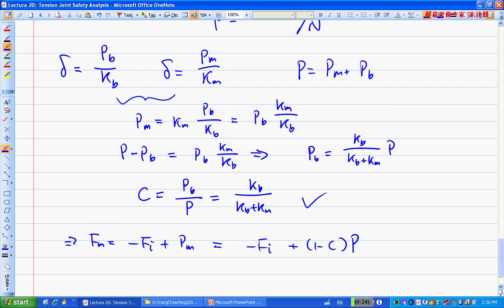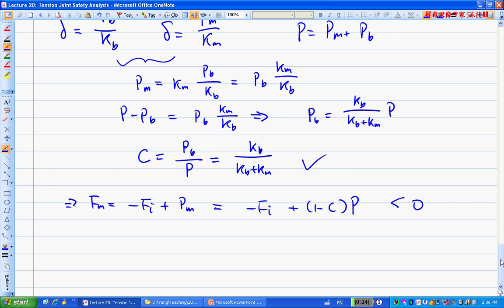So the Fm can be written as this function here, in terms of C and P, and C is in terms of the stiffness of the bolt and the stiffness of the member. So overall, what we want is for this value to be kept less than 0.